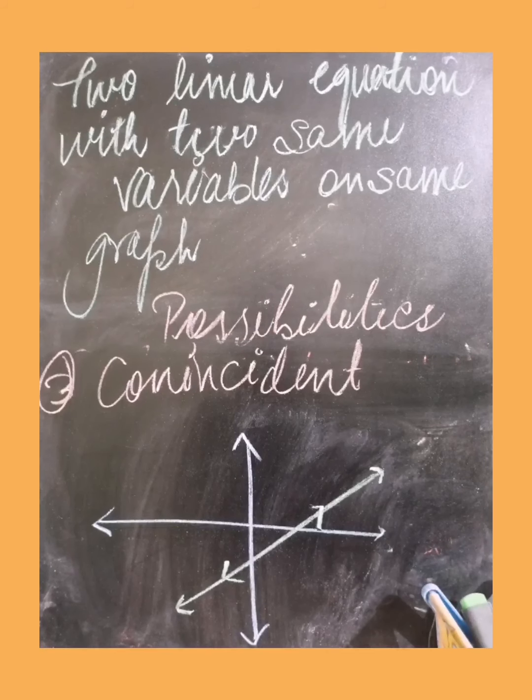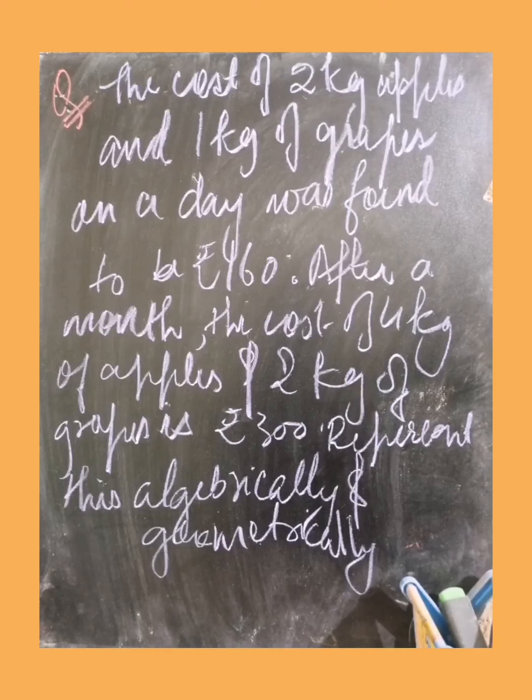Now the third possibility can be coincident. It means that the first linear equation will lie on the second. You can see I have drawn one line and another line over it, right? So these are two linear equations with two same variables on the same graph, and they are coinciding with each other. One equation is lying on the other. So this is known as coincident, right?